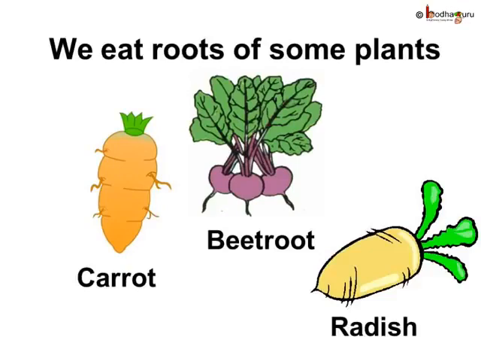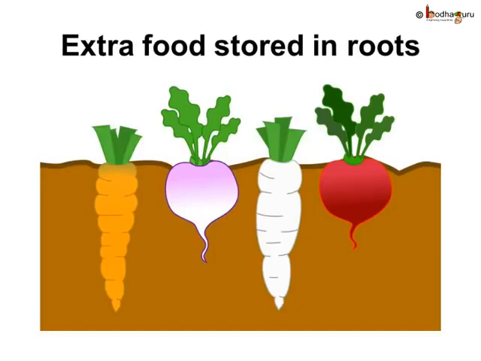So, why are the roots of these plants swollen? Let us try to understand this. The carrot, radish, beetroot, turnip plants store their extra food in their roots and hence it becomes swollen. And we eat these roots, that is, the extra food of the plant.